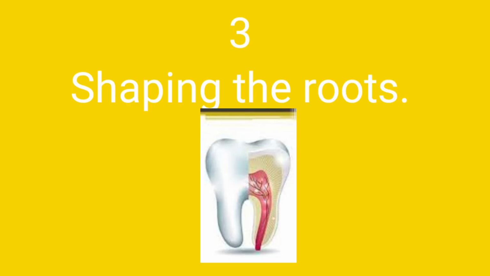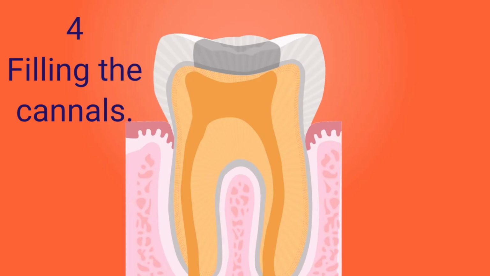Step number 3. Shaping the roots. The dentist must place a filling in the root canals. First, the canals must be shaped. The dentist will use tiny instruments to shape the canals so they will be ready to receive the filling material. Once shaped, the canals are cleaned a second time.